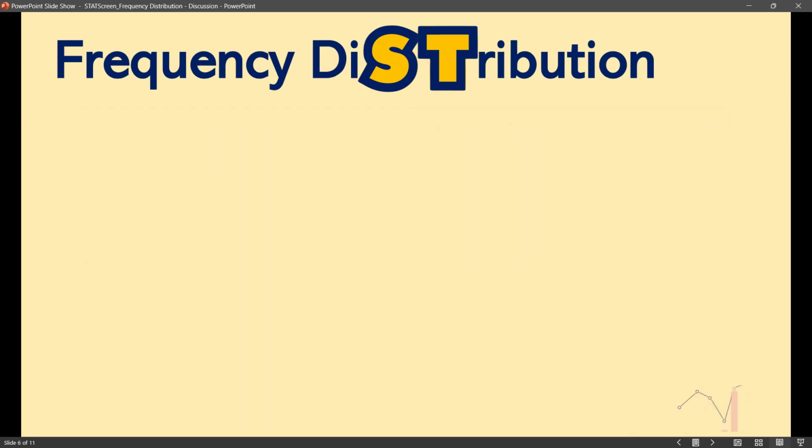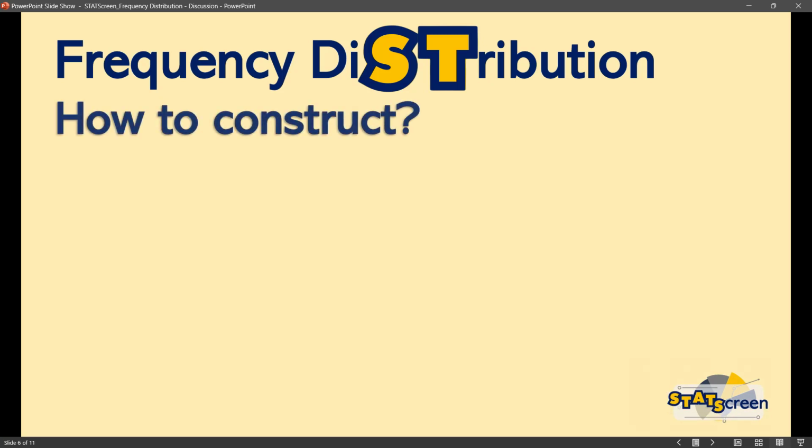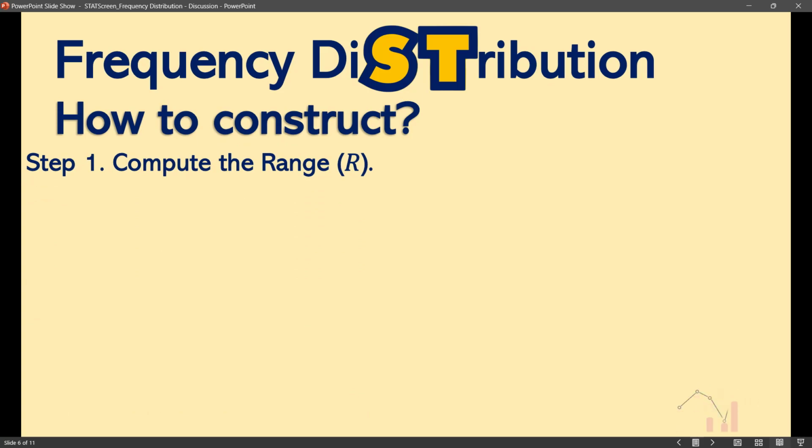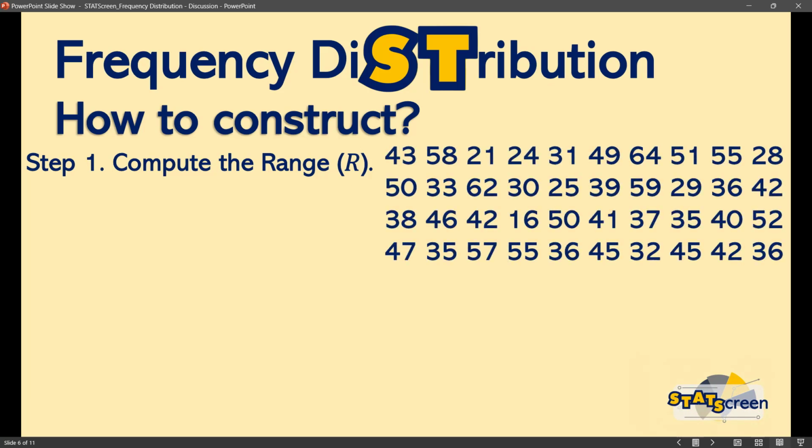Now, we are to construct a frequency distribution. In constructing a frequency distribution, we could start with this step. We are to compute the range. Let us consider these given values.